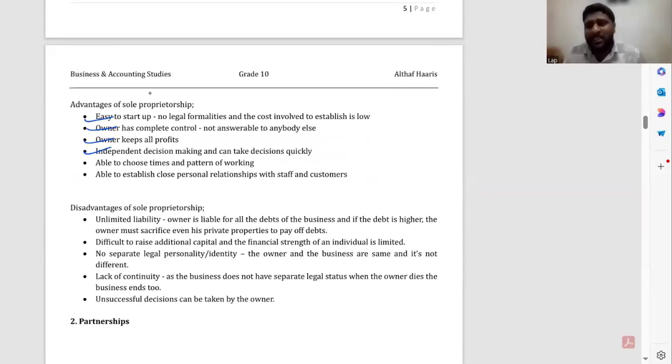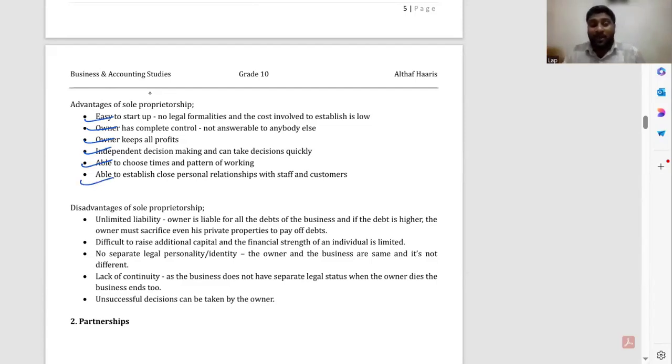No one is there to ask him. If he wants to open the shop at 10 o'clock, he will open at 10 o'clock. If he wants to open at 12 o'clock, he will open at 12 o'clock. No one is there to ask because he is the only owner. Able to keep a close personal relationship, not like big businesses, only a few staff in that grocery shop, maybe one or two. So you can maintain a good relationship with the staff and with the customers also.